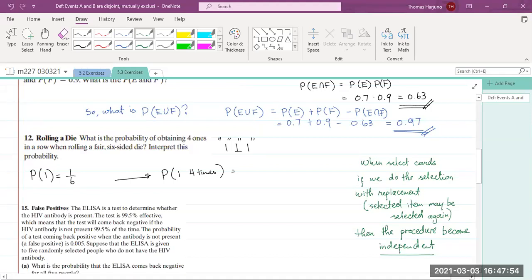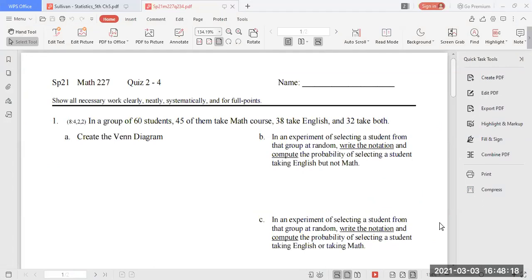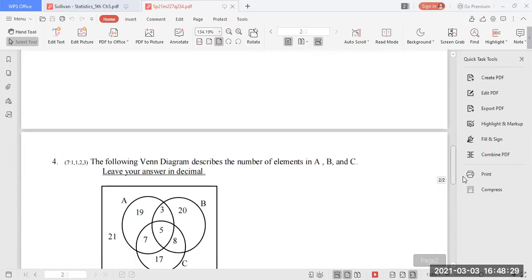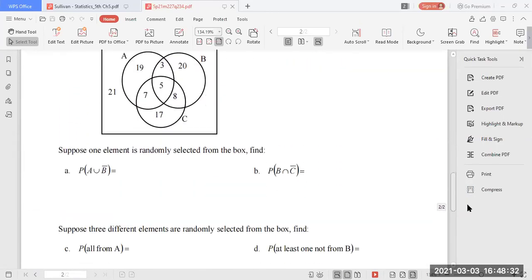Let me make sure that I actually say that in the question. But yes, that's actually an issue. Let me see, it's quiz 2-4, right? Yeah, from 2-4. Okay, so let me share. So the issue was with question number 4 and number 5. Number 4 CD.